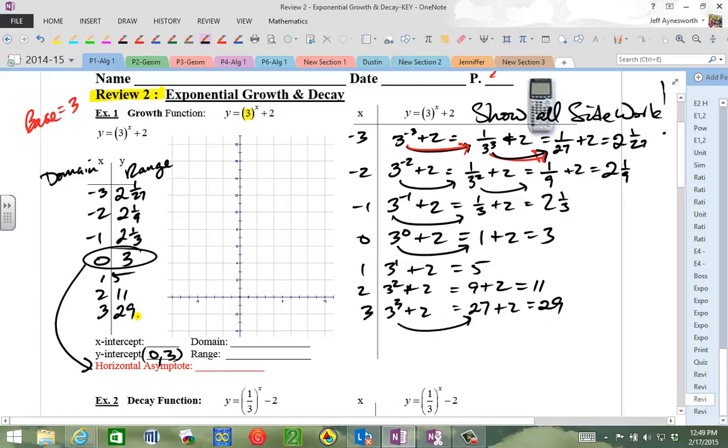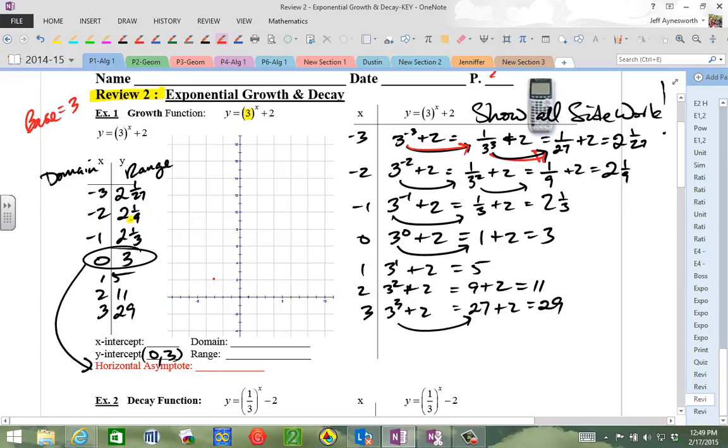Okay, and then you're going to plot all these values. So you step it out and show your side work. You plot each point. So let's do that in red. Left 3, up 2 and a little bit. So left 3, up 2, and a teeny bit more, right above the second grid line. 2 and 1/27 is just a little bit more than 2.